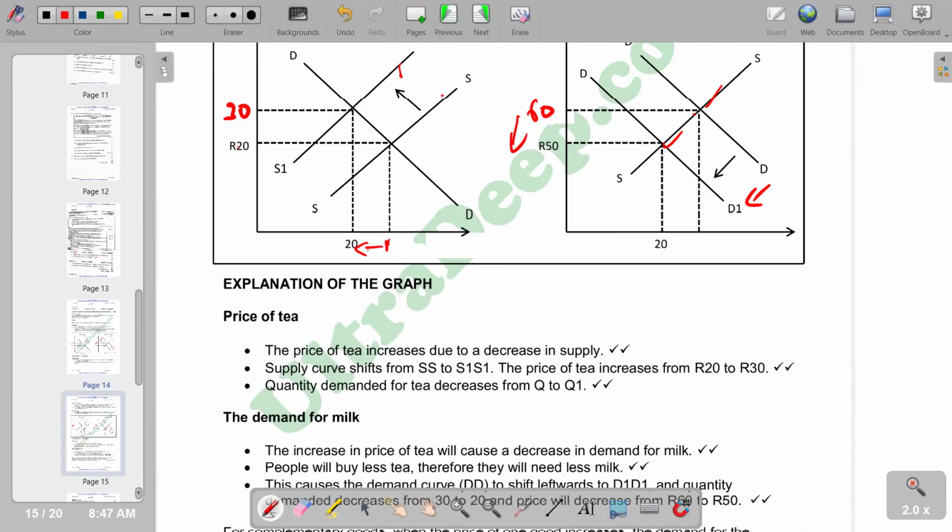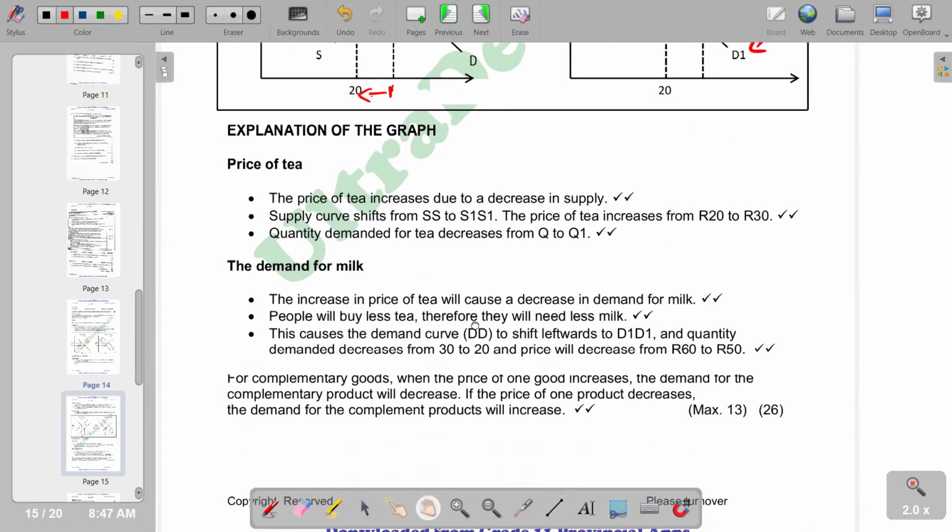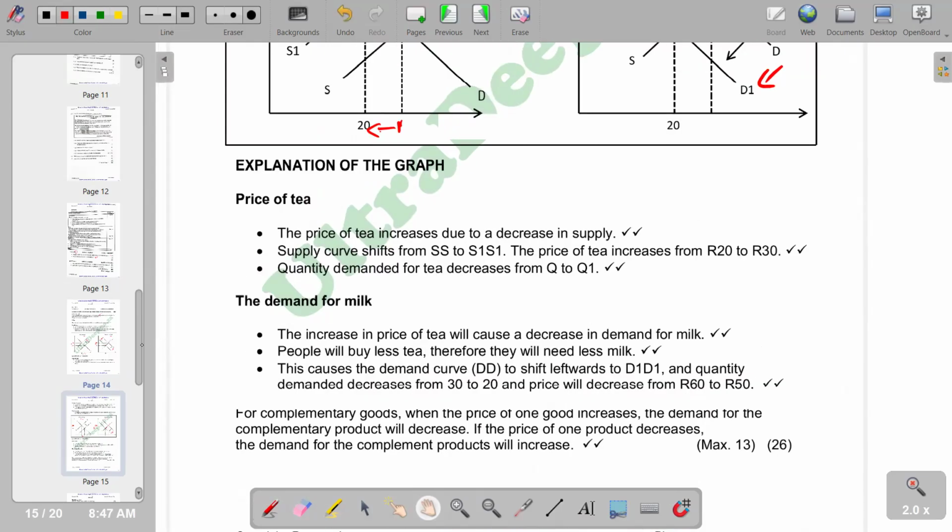So in that case now, we see that this is what we have in terms of effects on the complementary. So we have got a conclusion that we have said, which is that for complementary goods, when the price of one good increases, the demand for the complementary product will decrease. If the price of one product decreases, the demand for the complementary products will increase. So this is typically the relationship that we have on complementary goods.